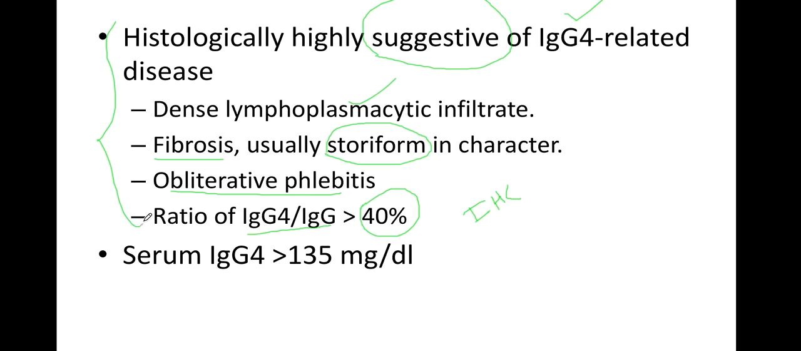Everything is pathology, so I need a biochemical parameter as well. I can evaluate the levels of IgG4 in the serum as well. If it's greater than 135 milligram per deciliter, yeah, that's also suggestive of an IgG4 disorder.